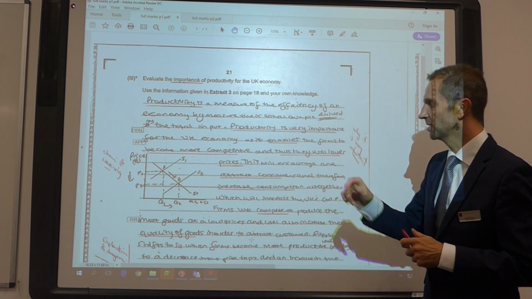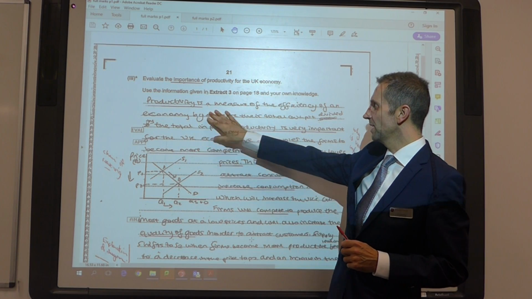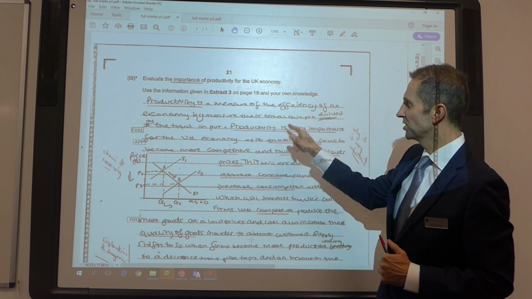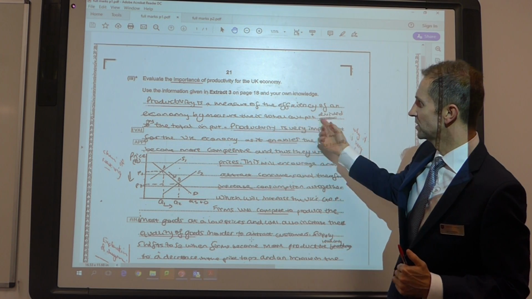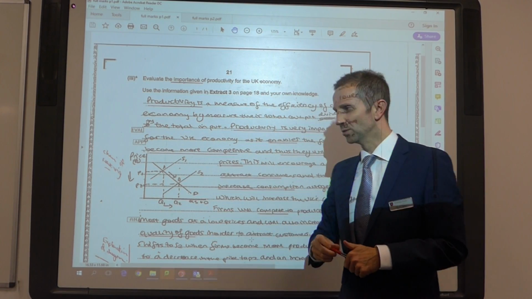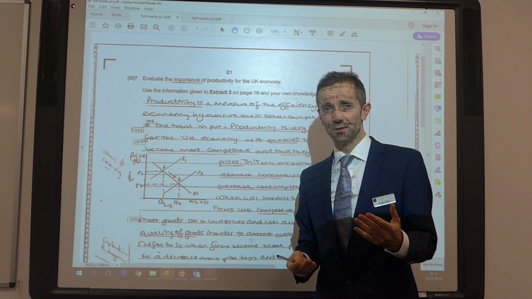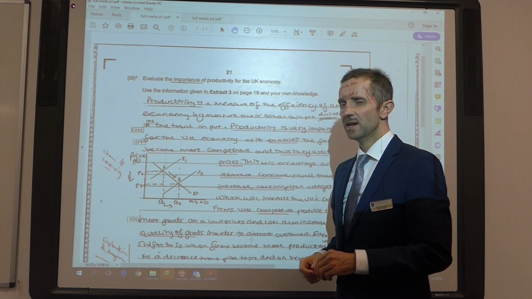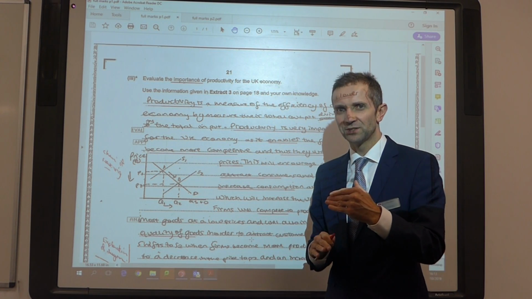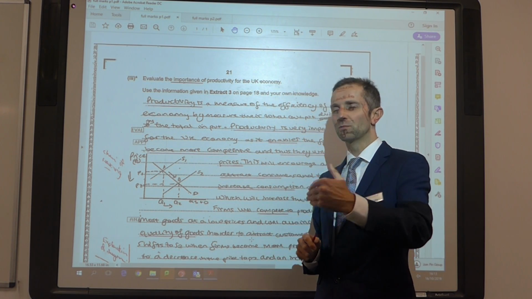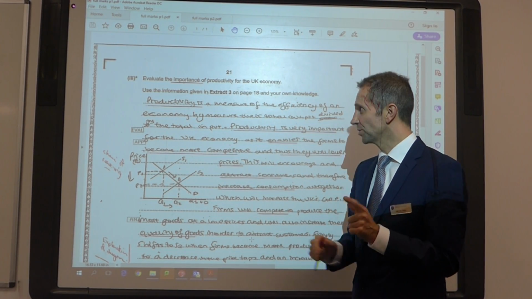I've underlined and annotated in various places, and I hope that you will find this useful. So productivity is an increase of the efficiency of an economy by measure of their total output divided by the total input. So this particular candidate, one of my students, I've always taught them to start off by defining the key term. Now, it's not necessarily the case that you need to do that, but I often think that that just leads to a nice foundation from which you can build your answer. But then straight away this candidate gets right into the answer.